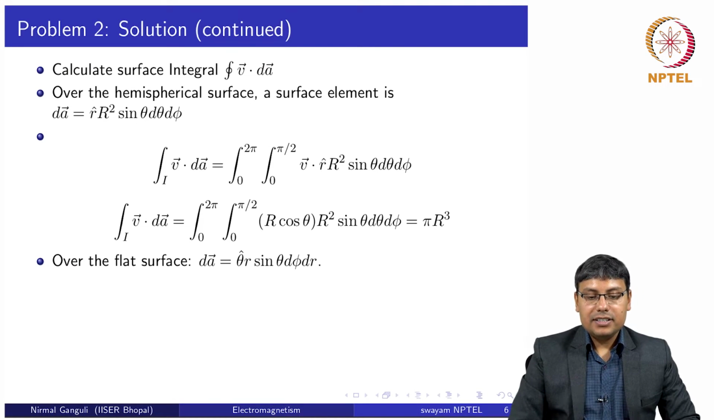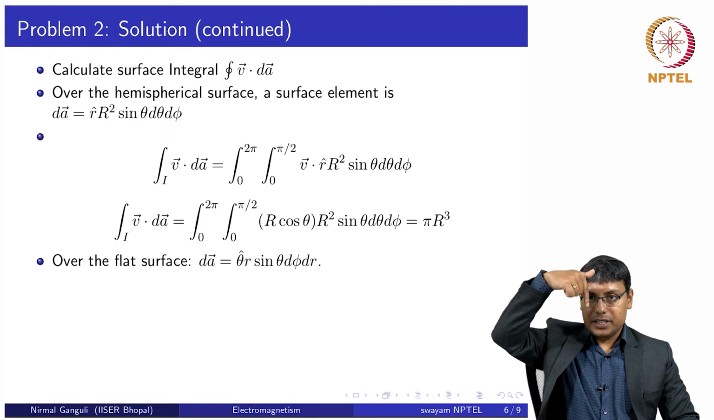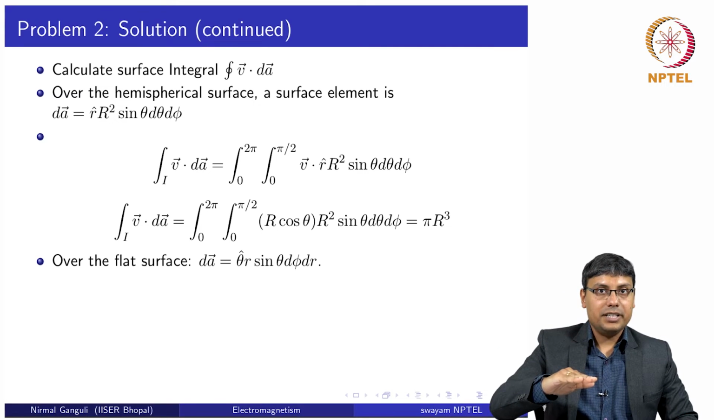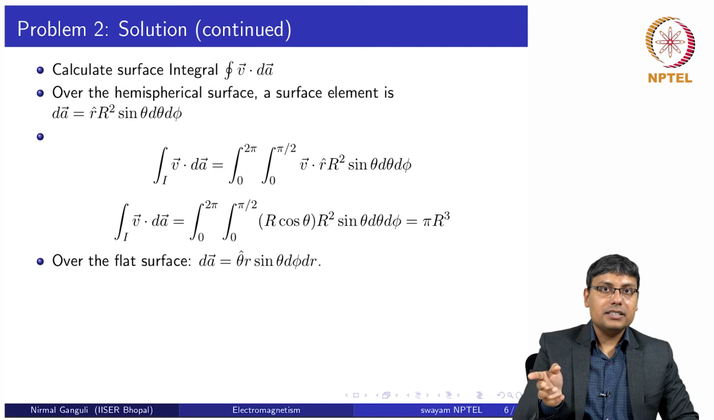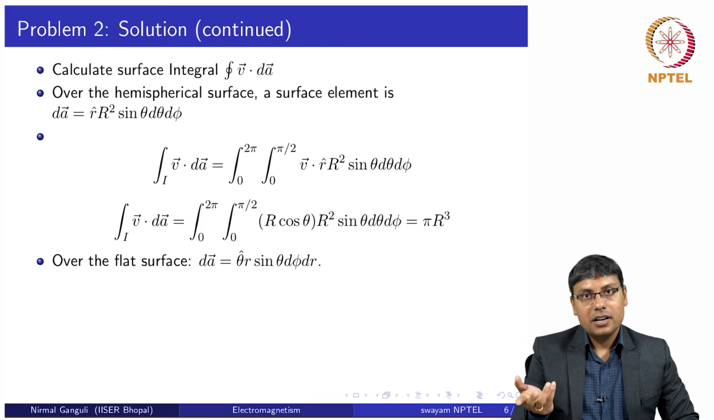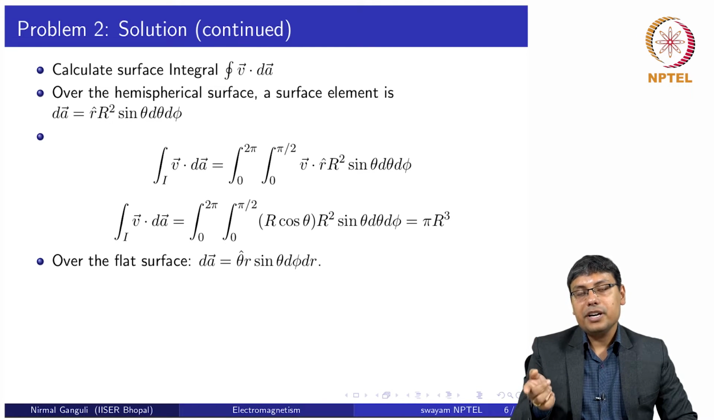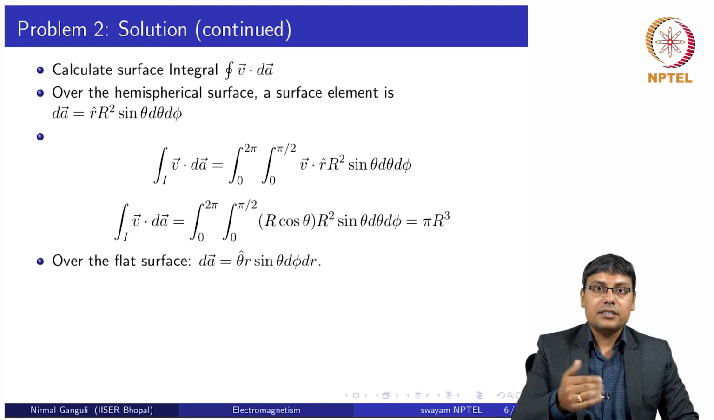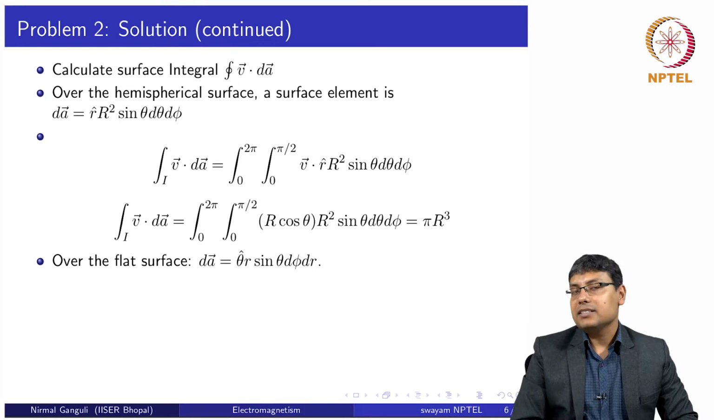On the flat surface, dA will be along the theta cap direction. Theta cap direction means perpendicularly below, the minus z direction on that xy plane. Theta cap direction changes its direction depending on what value of theta you are considering. For theta equals pi by 2, the direction is the minus z direction, and that is the direction of this surface. We always consider the outward direction as the direction of the surface. So, it is theta cap r sin theta d phi dr, that is the surface element.